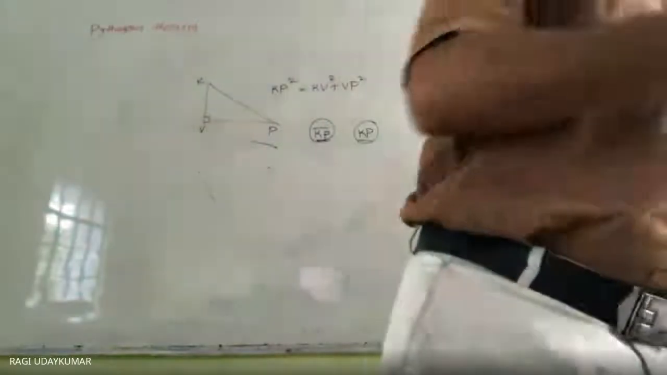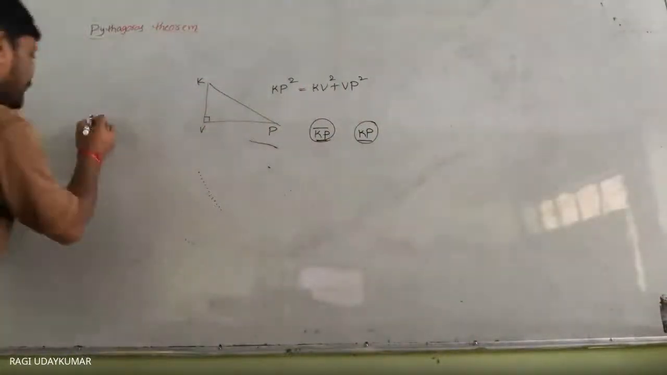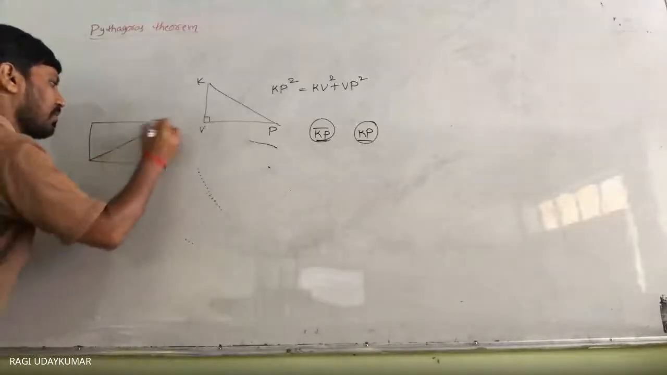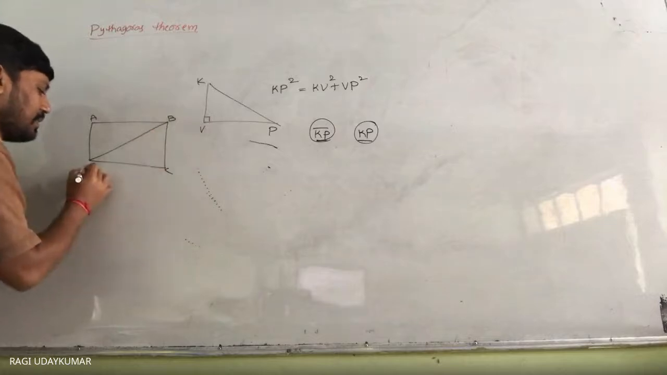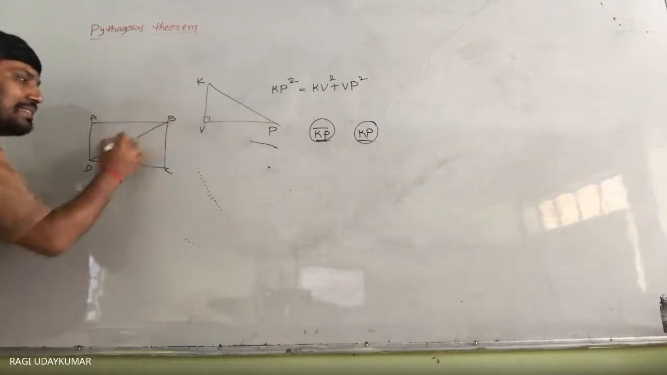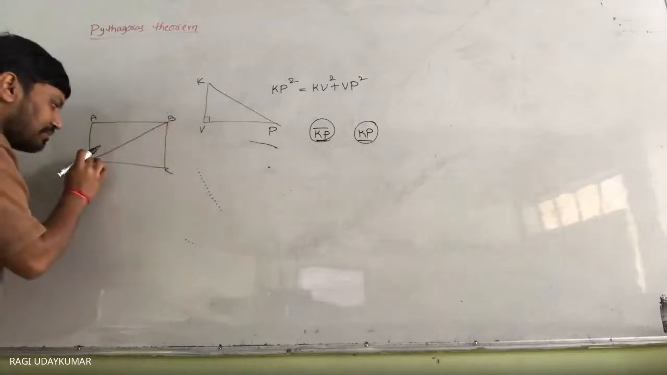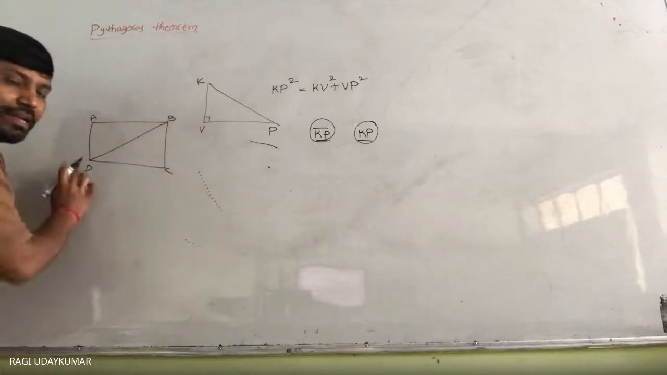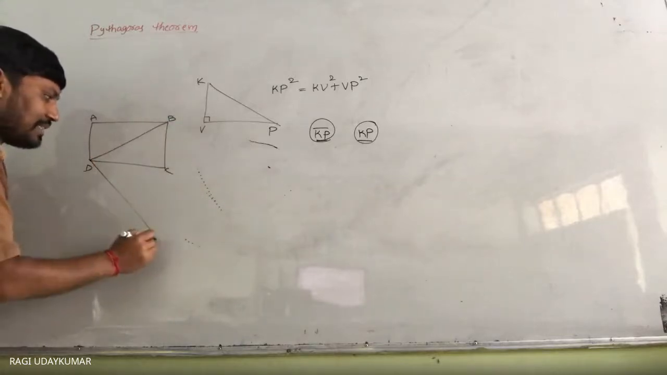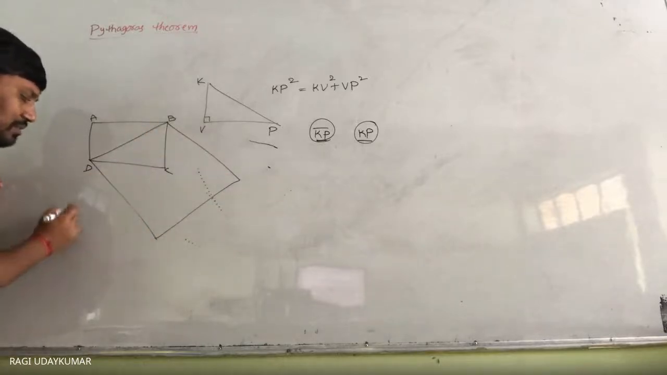So take one rectangle. Let us take a rectangle like this, ABCD. BD is the one diagonal. What is the area of the square described on this? A square is formed on it. What is the area of this one? It is BD square, right?